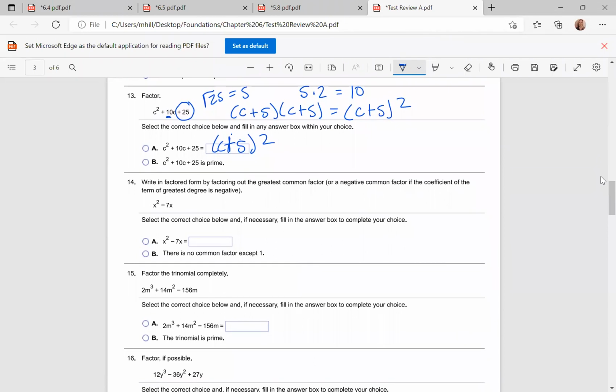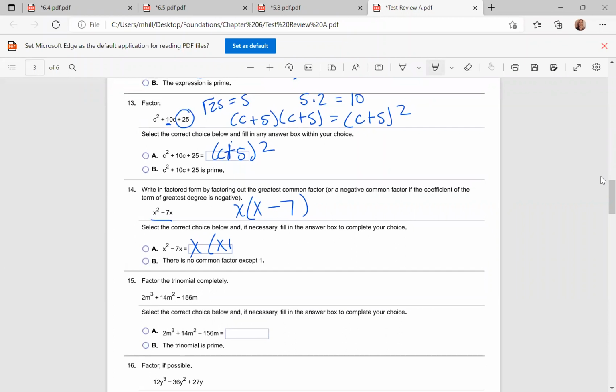Okay, on number 14, I'm noticing that there's an X in both of these, so I can take that X out. If I take an X out of X squared, that's going to leave me with X still. If I take an X out of negative 7X, that's going to leave me with minus 7. And then that's it. There's nothing else I can do with that. It's just X times X minus 7.